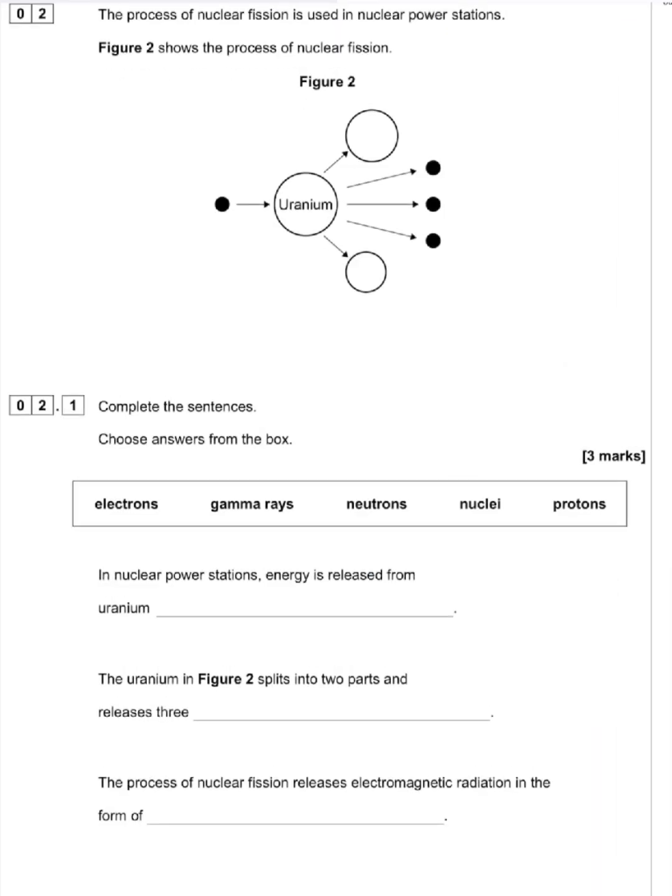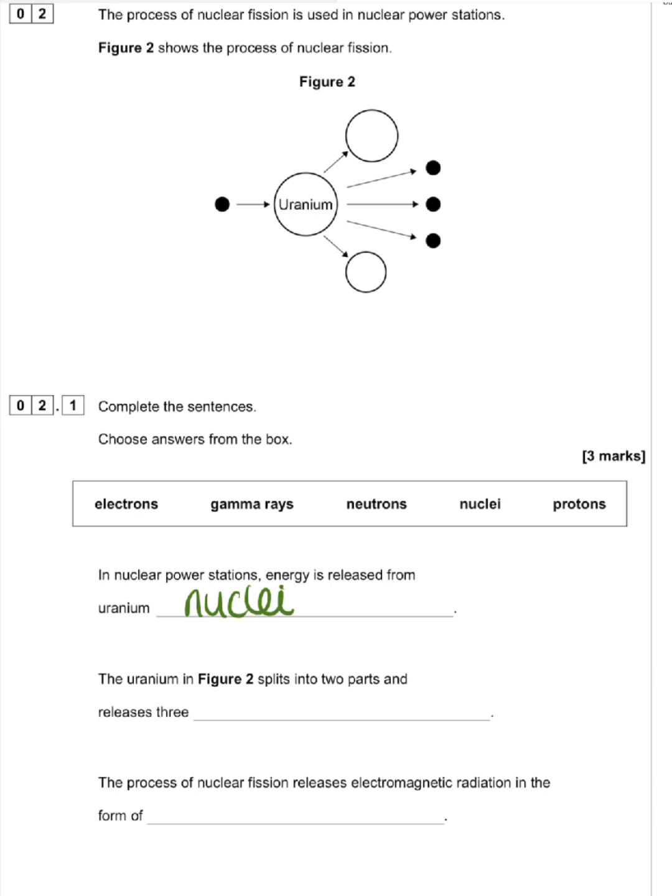Okay, question about nuclear fission here in nuclear power stations. So the diagram shows us the process of nuclear fission, and we are asked to select the correct answer from the box. So in nuclear power stations, energy is released from uranium. The important thing here is it is nuclei. It is a nuclear reaction, and therefore it comes from the nucleus.